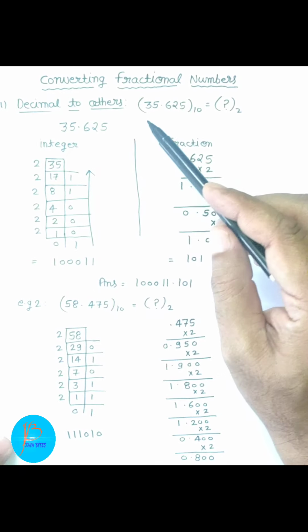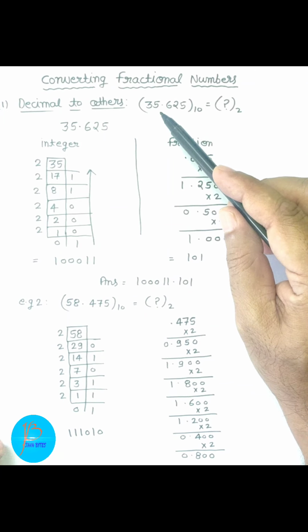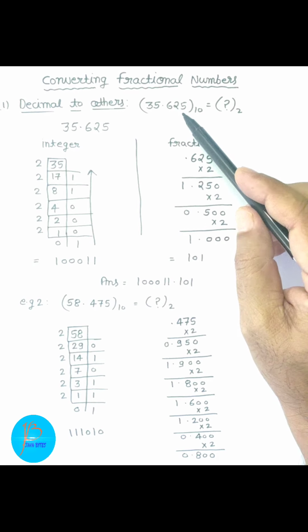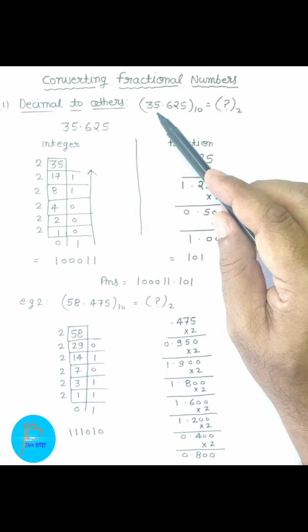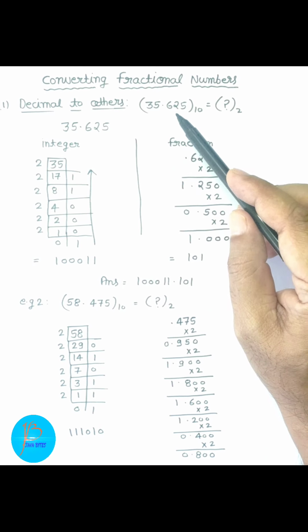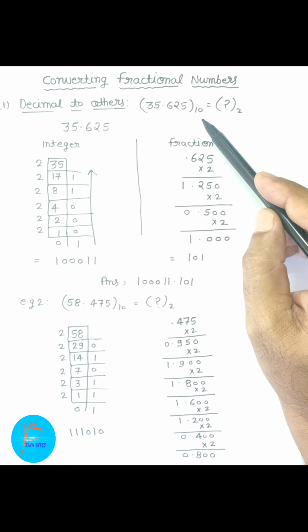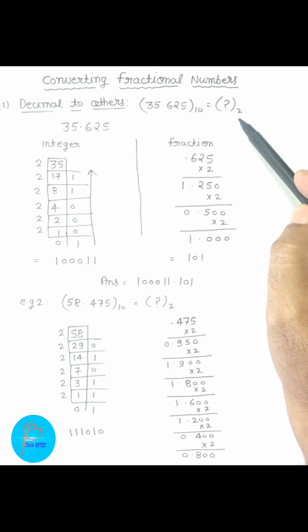In the first example, see what is told: a number is given, 35.625. You know that the number is divided into two parts. The integer part is 35 and the fractional part is 0.625, and it is given in base 10 and we have to convert it into its binary equivalent. So how to do this?